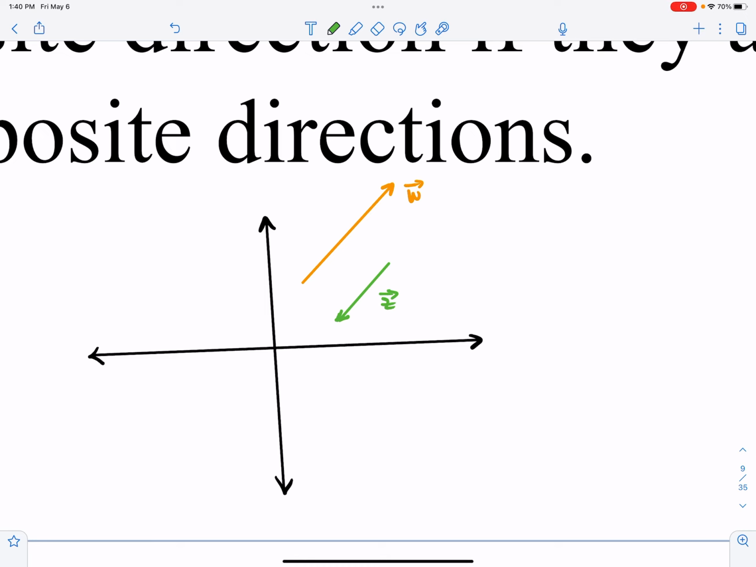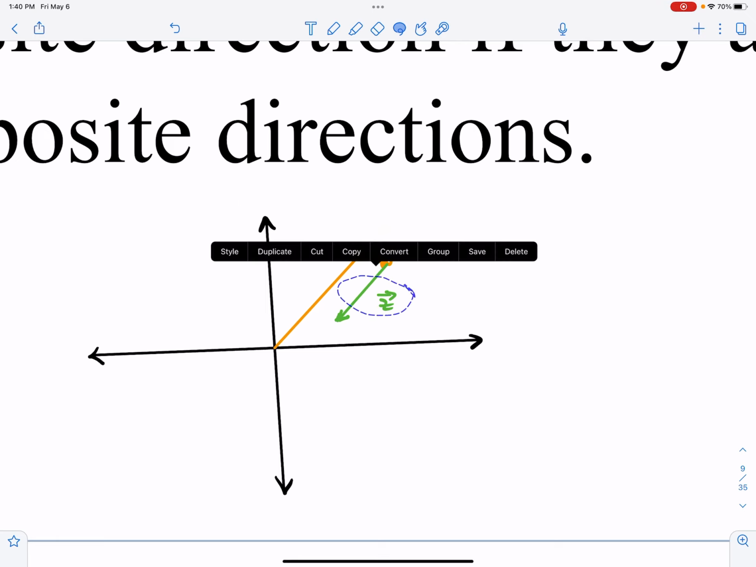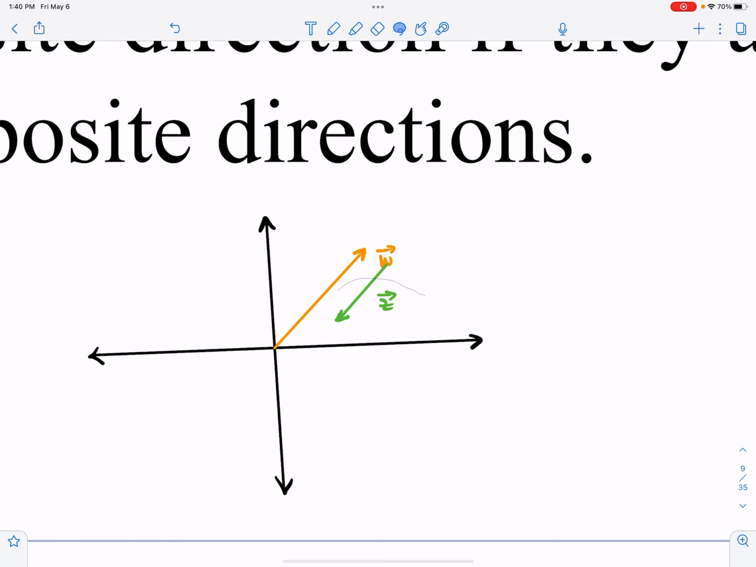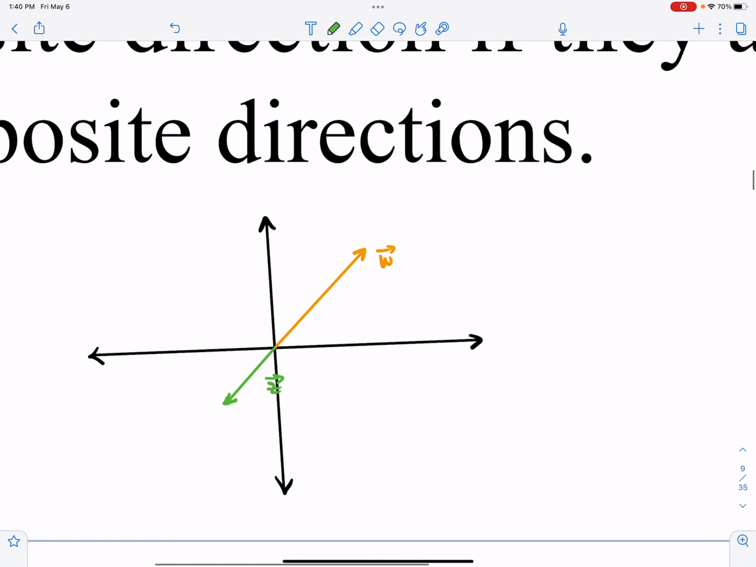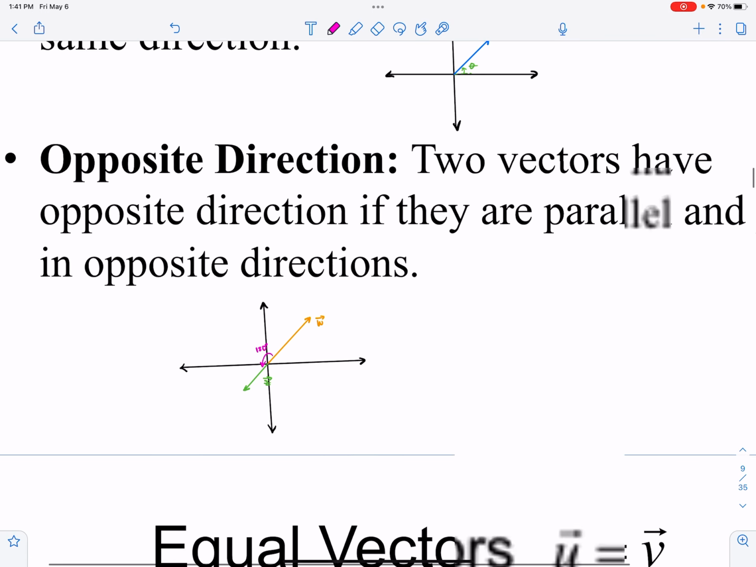These vectors should be parallel, but they're pointing in opposite directions, meaning if we were to move each of the vectors so that the initial side of the vector were touching the origin, the angle between the two vectors should be 180 degrees, right? This angle should be 180 degrees, or pi radians. They're parallel, just pointing in opposite directions. Arrows are on opposite sides of the directed line segment.